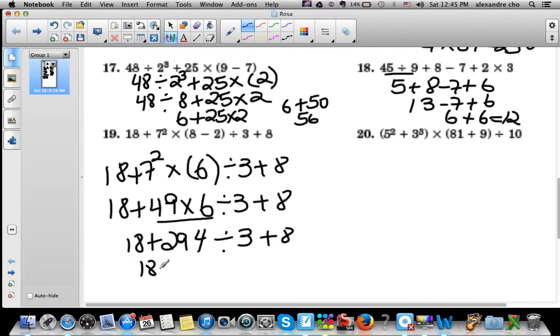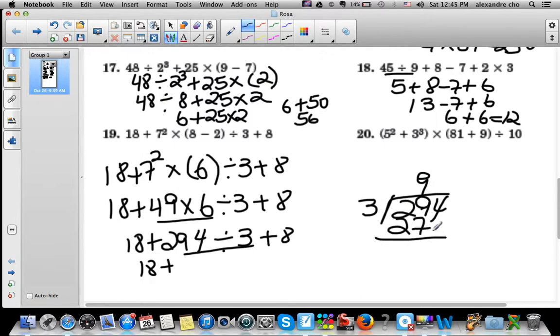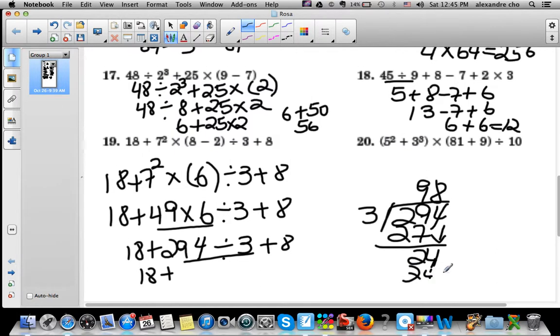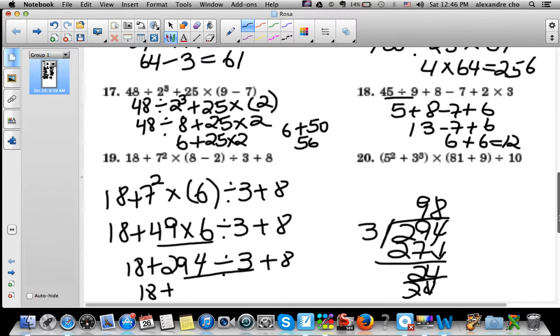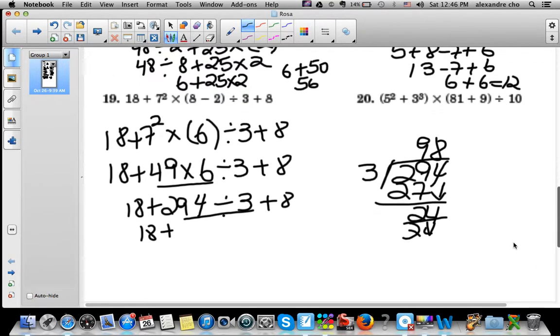So it's 18 plus, let's divide these, 294 divided by 3. Let me take it on the side here, okay? 3 goes into 29 9 times, which is 27. 9 minus 7 is 2. Bring the 4 down. And 3 goes into 24 8 times, evenly. No remainder. Uh-oh, that went down. Again, I don't know why it does that. Okay, no remainder.